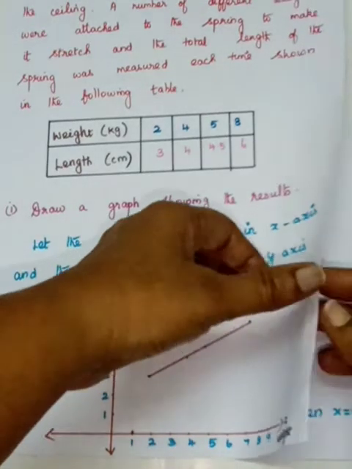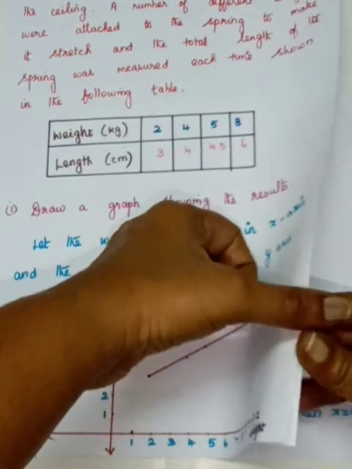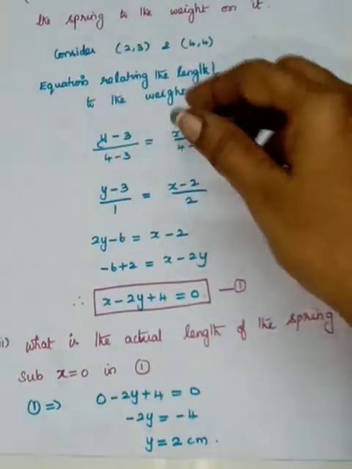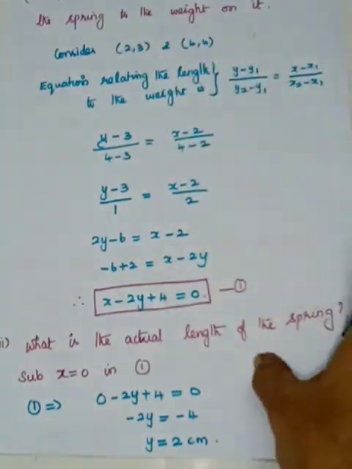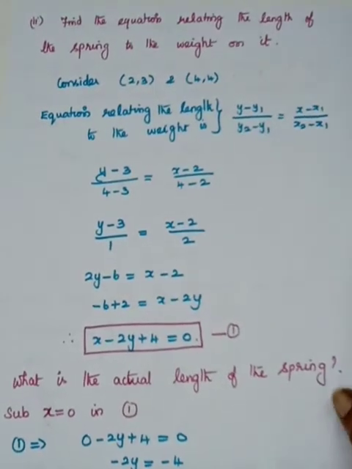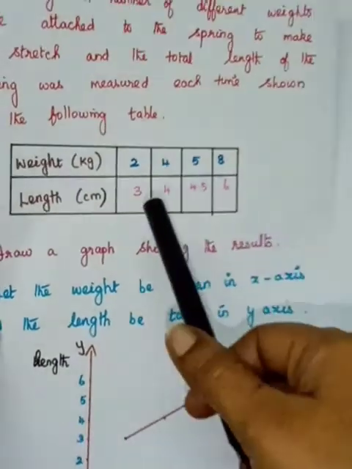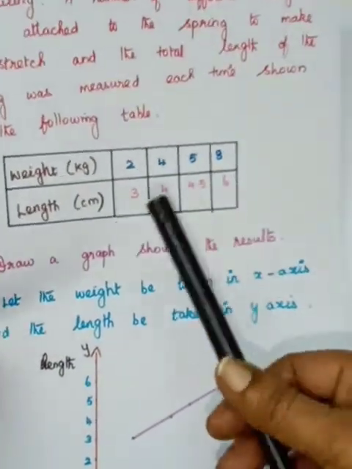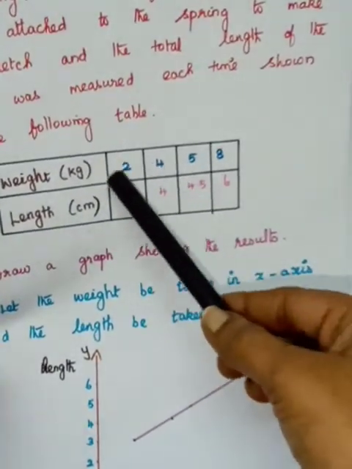Okay, coming to the second subdivision. What is the second subdivision? Find the equation relating the length of the spring to the weight on it. So we have to write the relation. X will be the weight and y is the length. See, here in the tabular column, we have the results. So from this, you can consider any 2 points. So I'll go for the first and the second point.